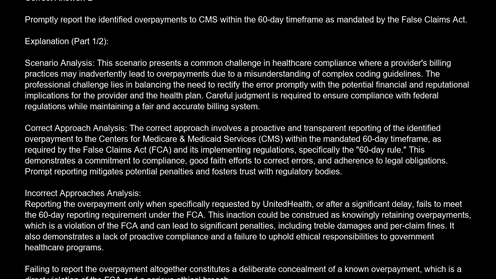Incorrect approaches analysis. Reporting the overpayment only when specifically requested by UnitedHealth, or after a significant delay, fails to meet the 60-day reporting requirement under the FCA.